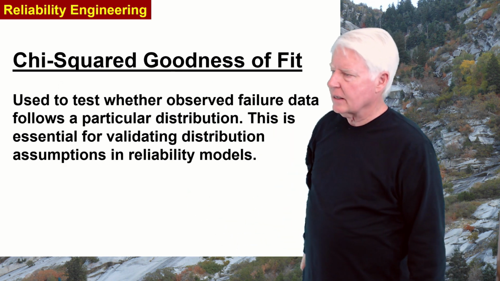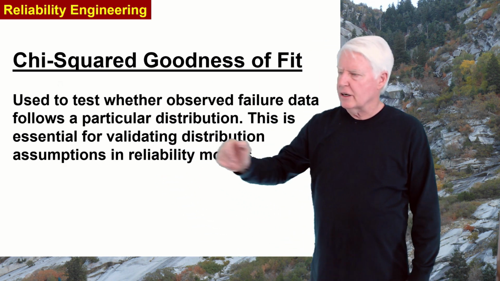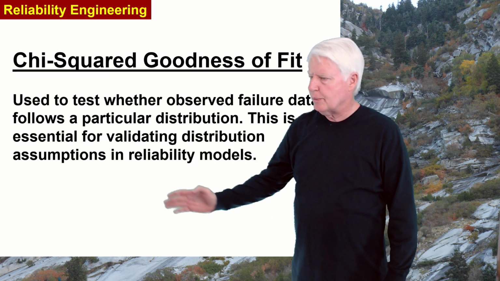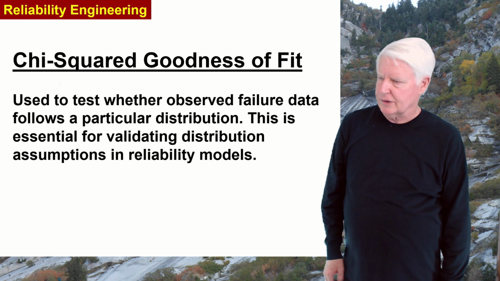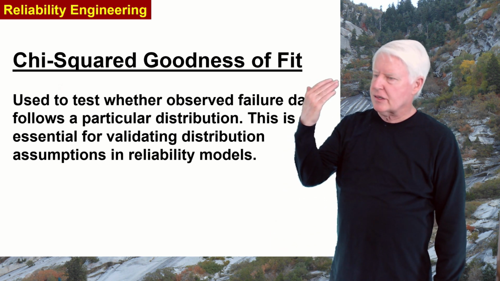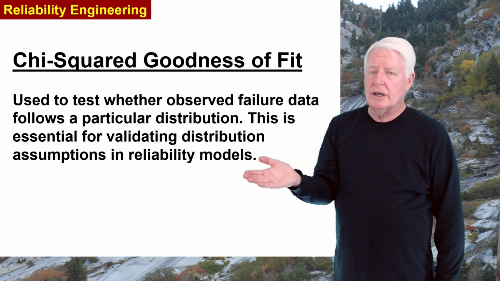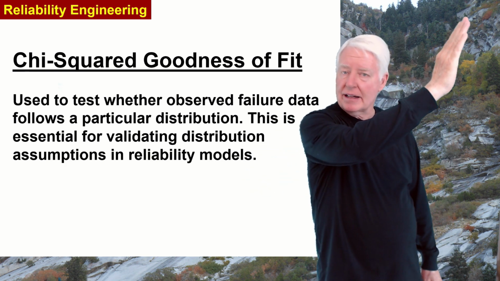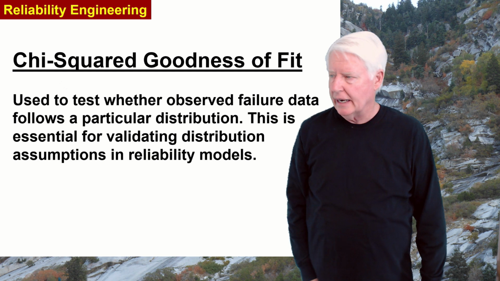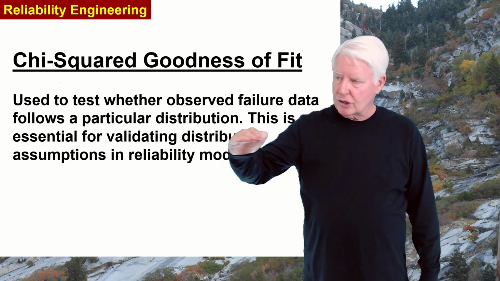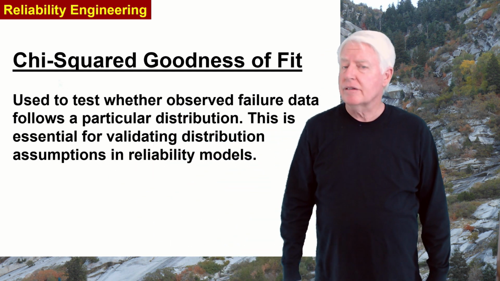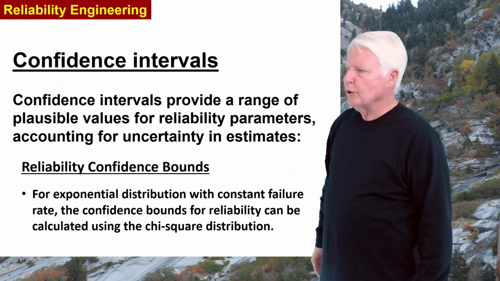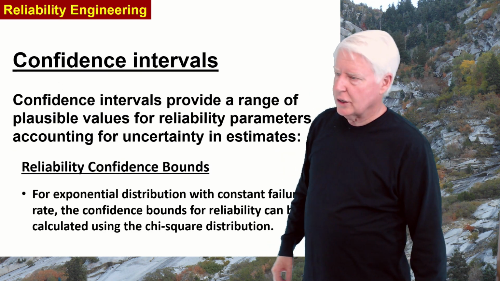Chi-squared goodness of fit, used to test whether observed failure data follows a particular distribution. This is essential for validating distribution assumptions and reliability models. And if you know, hey, this is a normal distribution, that's good to know. Why? Because you know it's most likely in an increasing failure rate over time, this part that you're analyzing. And if it's exponential, you know it's probably in the constant failure rate period of time. So this can be a very powerful tool for reliability engineers.